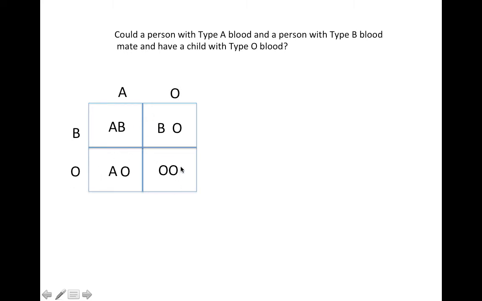But if they have an offspring that is type O blood, then you know what their second allele is. They had to have been heterozygous. So the answer is, it is possible that two people with type A blood and type B blood could have a type O child. They could also have type AB, type A, type B.